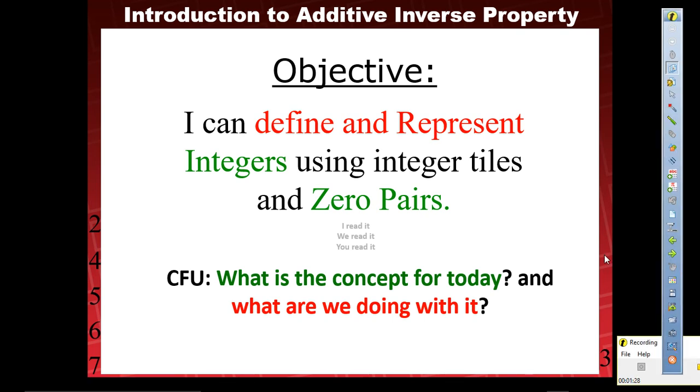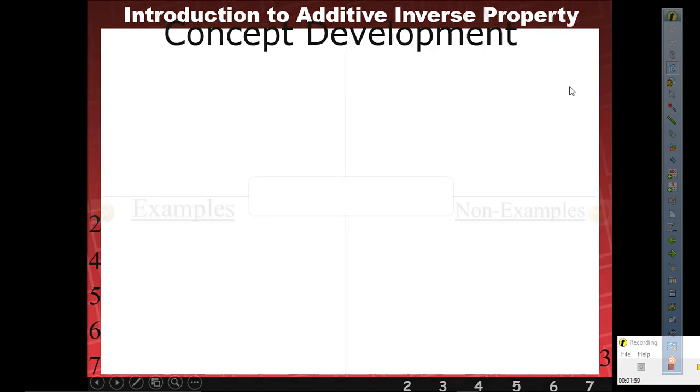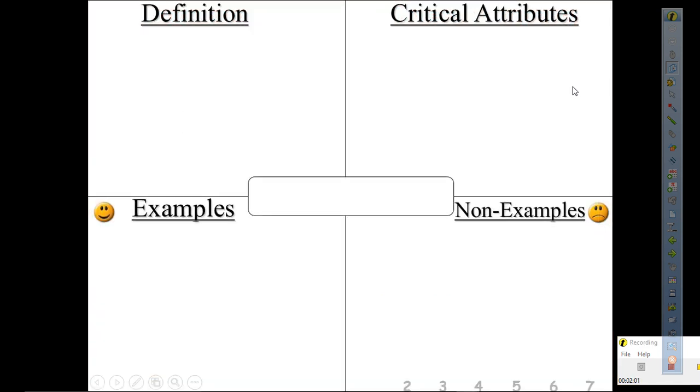Okay, so as you're finishing off your objective, we know that the main concept for today is also integers and zero pairs, yes? But let's start with integers. Since that's our concept, it goes in the center of your Frayer model. Is that correct? So write that word in the center of your Frayer model, integers. So it should look something like this. Yes?